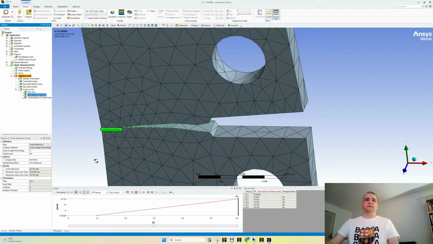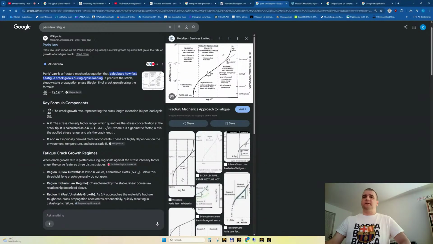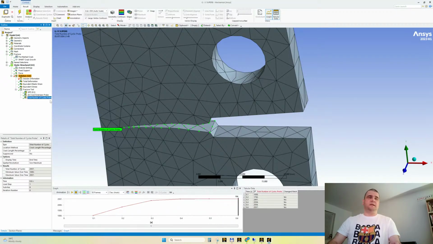So we have the total dimension of the crack, 23 millimeters in this case, and here the total number of cycles. This is dA. If you remember from the equation, this is dA. Let me show it to you again. This one, dA, crack length. I would call it dA, and this is dN. Total number of cycles.